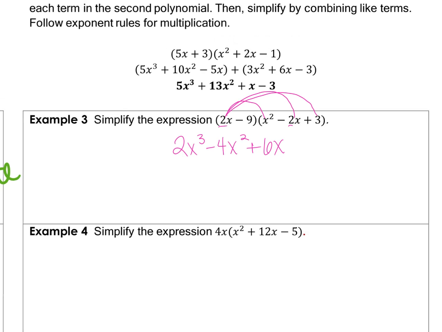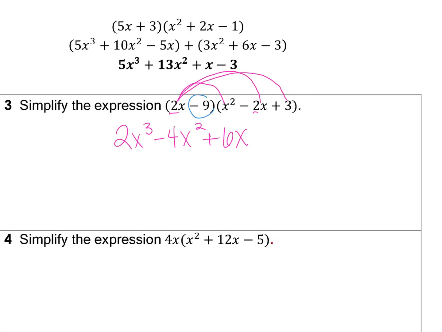And now I also have to look at this number, which is a negative 9, and distribute that to all three. So negative 9 times x squared is a negative 9x squared. Negative 9 times a negative 2x is a positive 18x. And negative 9 times 3 is a negative 27. Now this looks very similar to what we had on the last two examples.